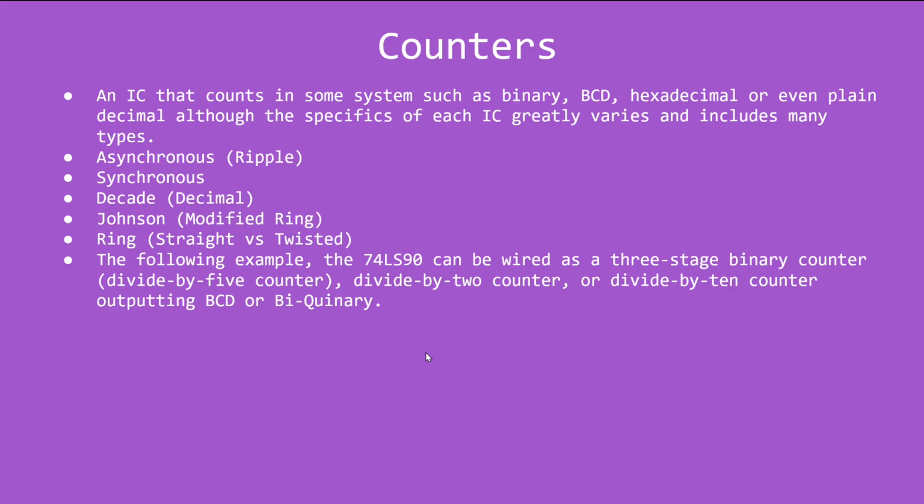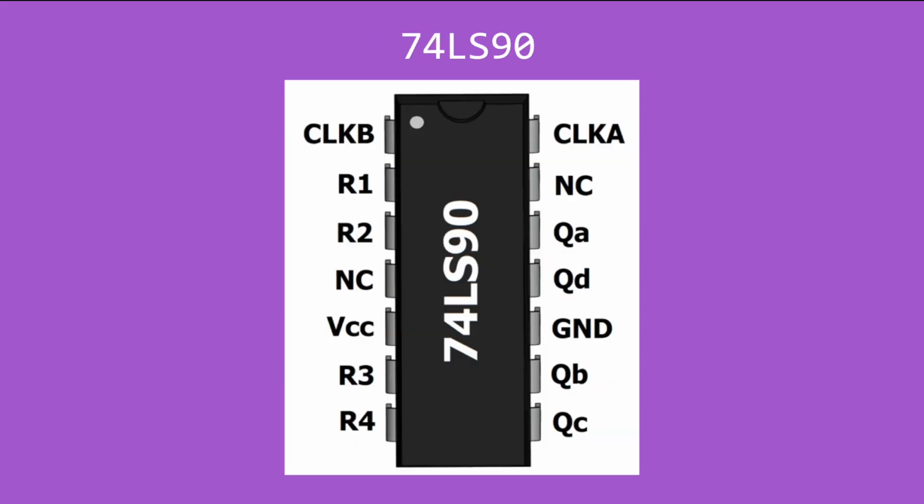One example that I've used is the 74LS90. This can be wired as a three-stage binary counter, which is also known as a divide by 5 counter, a divide by 2 counter, or a divide by 10 counter, which outputs either BCD or biquinary. All right, here's the pinout for the 74LS90. It has 2 clocks. It has a not connected pin, and it has the outputs and inputs along with VCC and ground.